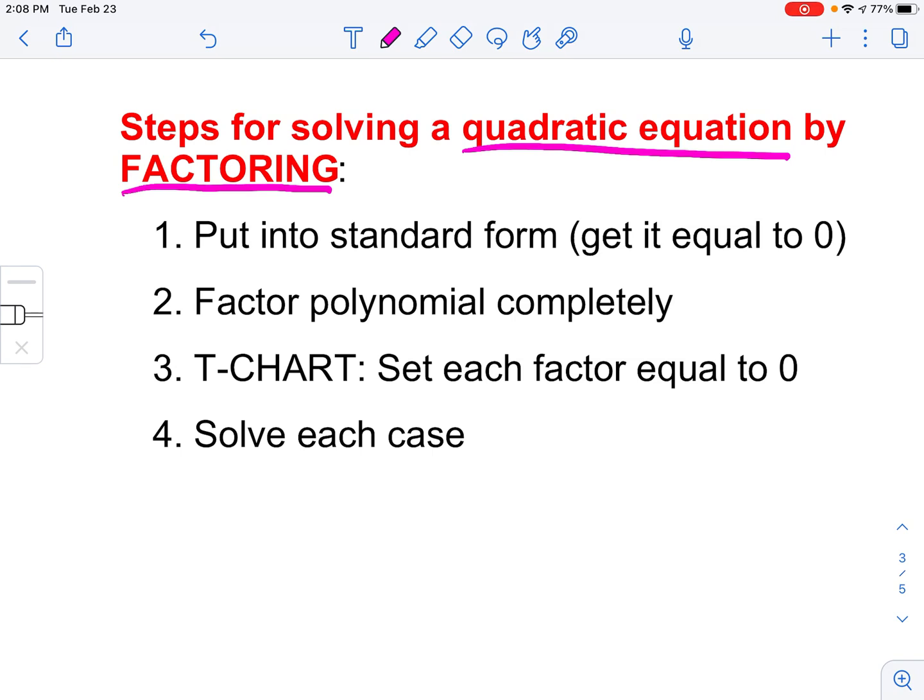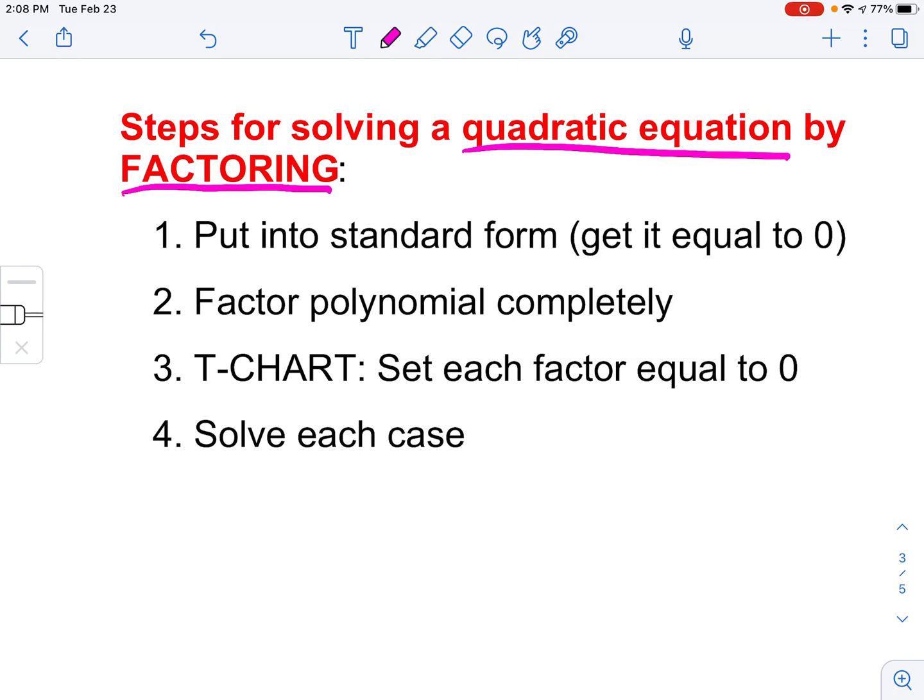Once it is factored completely and it's all a multiplication question, we can use our T-chart to set each factor equal to 0 and solve each case. If we have an exponent of 2, you should be expecting 2 answers. If you have a little bit more challenging question, with a highest exponent of 3, we should be expecting 3 answers. Okay, so now we're just going to switch it up a little bit.